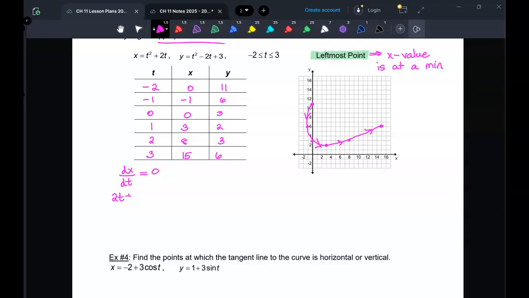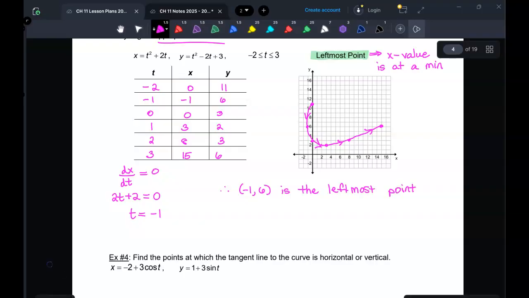So we get 2t plus 2 equals 0. So yes, when t is -1, that is the leftmost point. You could do a number line. It's really unnecessary here. It would just be the same as if you did a minimum or maximum.